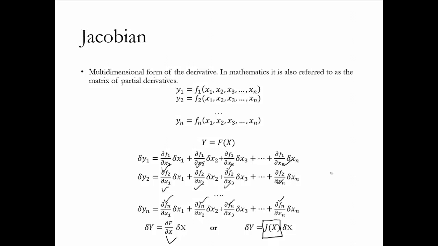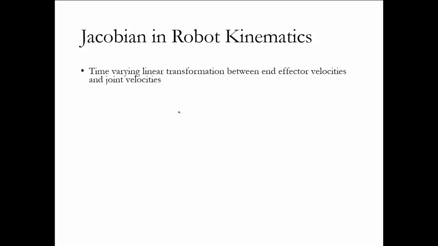Now this type of relation is very useful because in robotics, we have, let's say, the end effector coordinates, which could be these, and we have the joint coordinates. So we can also find out a relation between the end effector coordinates and the joint coordinates, but particularly this is very useful at the velocity level. So in robotics, Jacobian actually gives us the time varying linear transformation between the end effector velocities and the joint velocities.